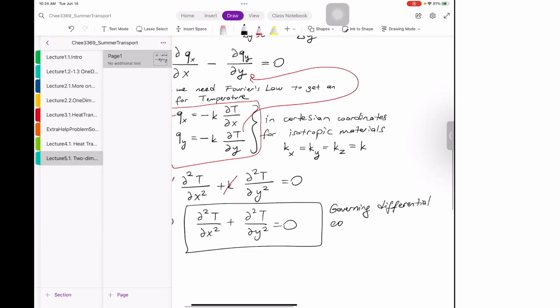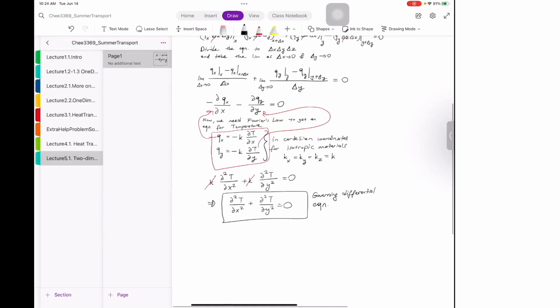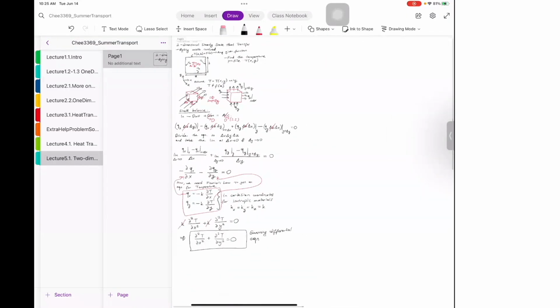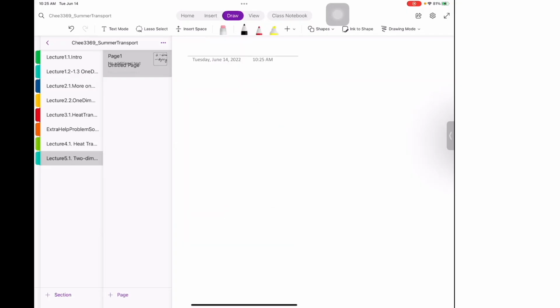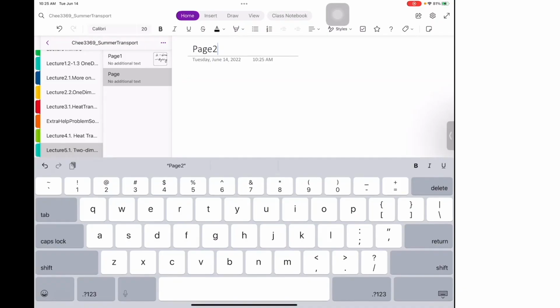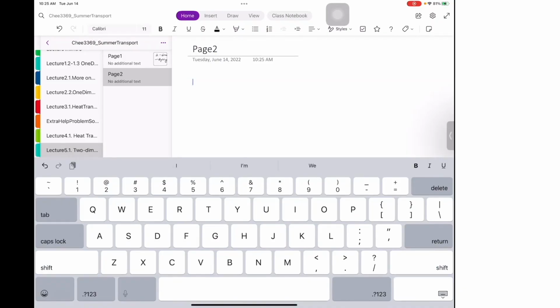Okay. So that's one step. That's the first step to solve. That's the most important part of this problem, to actually come up with a governing differential equation. Okay. Any questions so far? Okay. Now let's make a page 2.